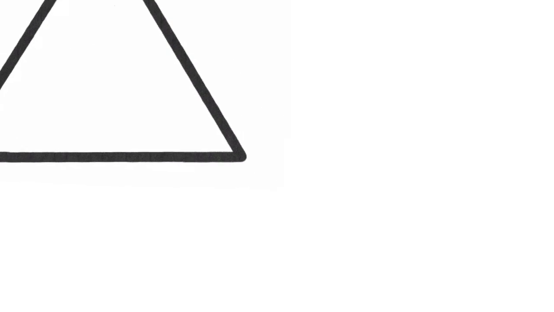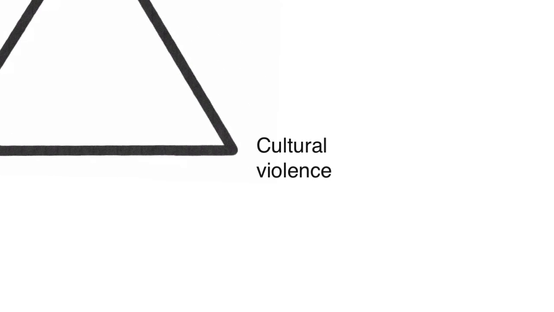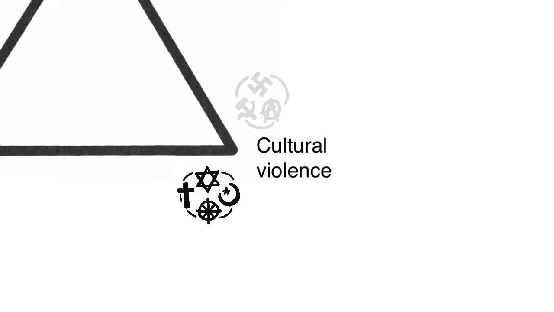A third type of violence is cultural. Cultural violence, like structural violence, is also usually invisible. It can often arise from a society's cultural, religious, or ideological beliefs. It is used to legitimize direct and structural violence.